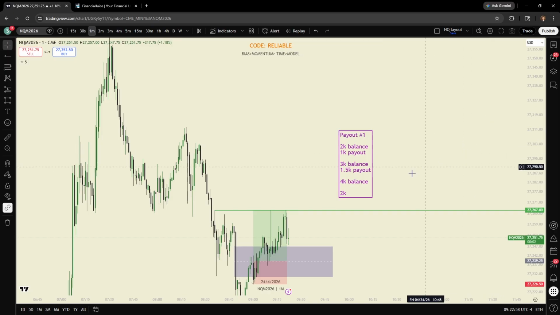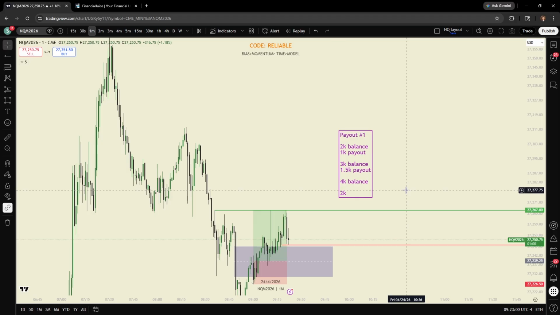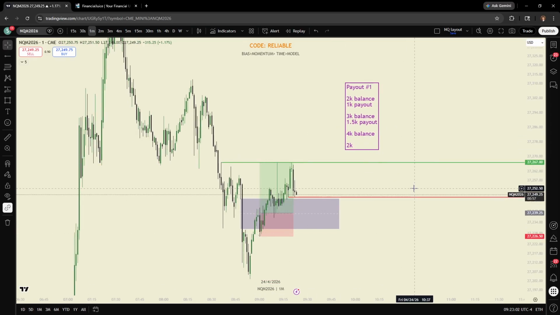How much do I risk? I normally risk like 200 per trade, 250. This one I risk 125 on.